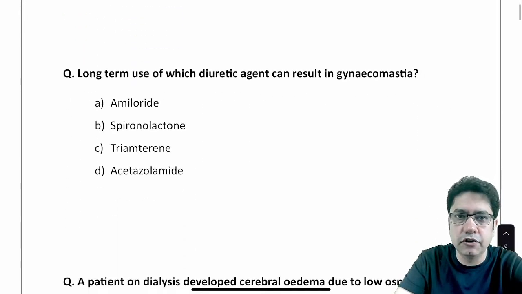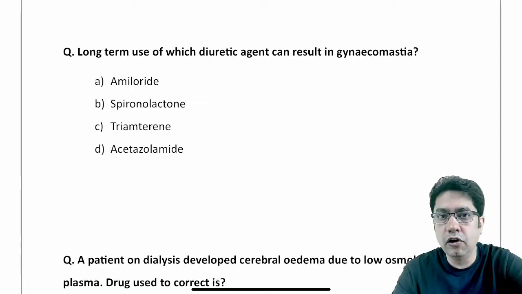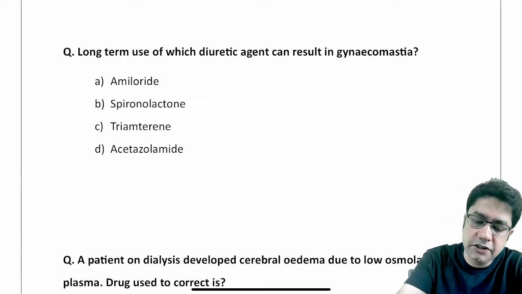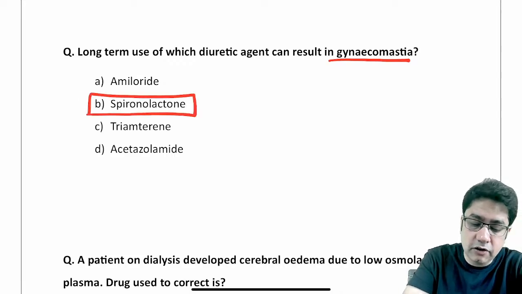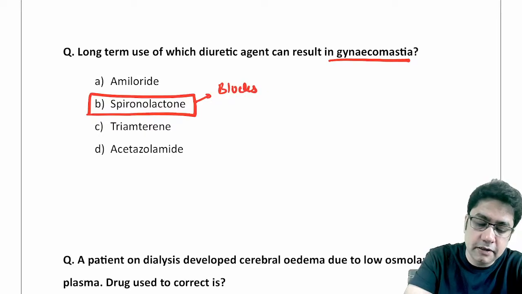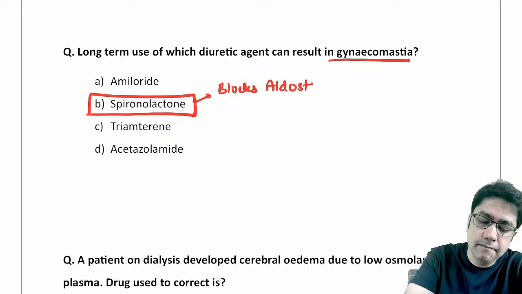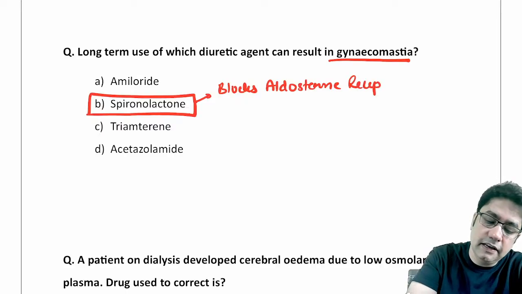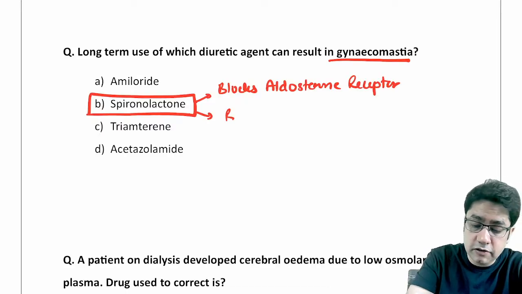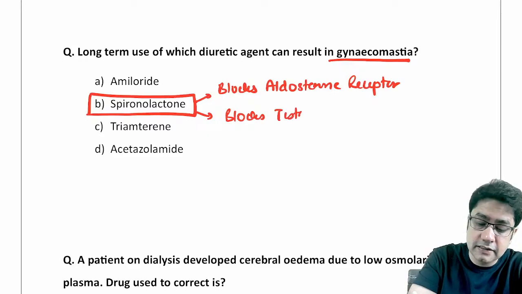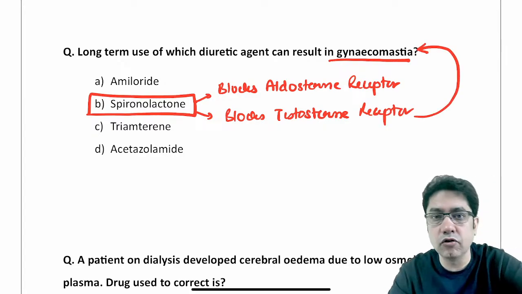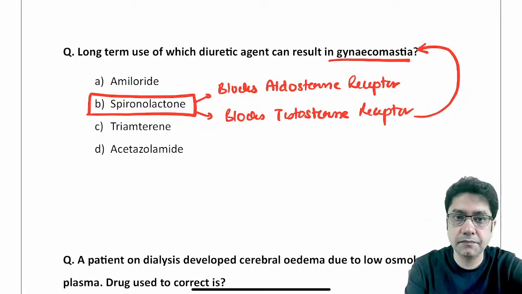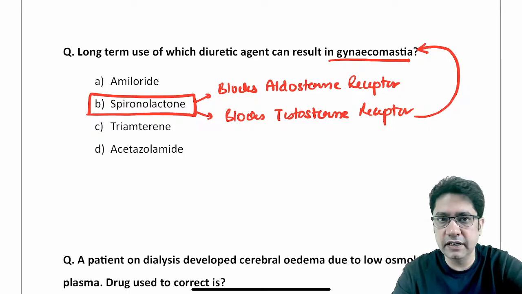Yes, by blocking aldosterone. So which long-term use of diuretic can cause gynecomastia? The answer for this question is spironolactone, because spironolactone blocks aldosterone receptor on the collecting duct of the kidney. That is why it is a diuretic drug, but it also blocks testosterone receptor, a similar steroidal hormone. Because it also blocks testosterone receptor, it produces the side effect of gynecomastia. Spironolactone is a very non-specific drug.